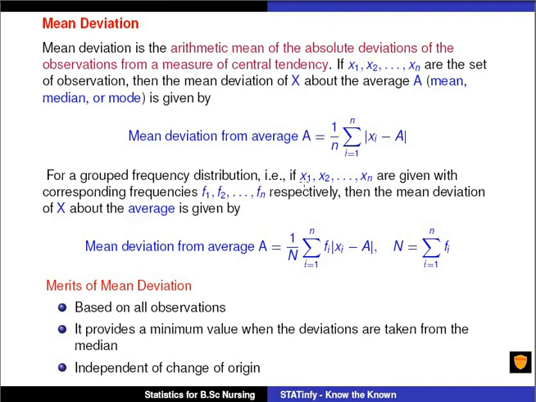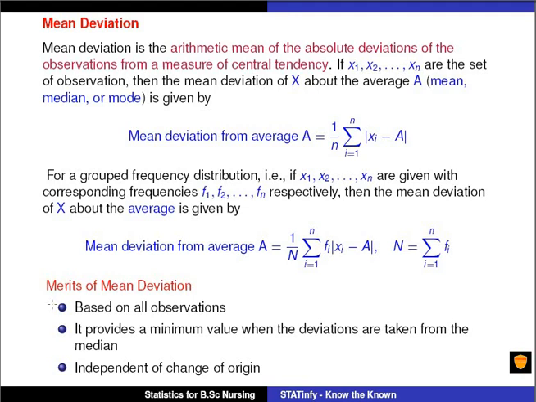That means x1, x2 are given, class intervals are given to you and then frequencies are given to you, and you have to find the mean deviation of that data. In that case, mean deviation is equal to 1 by capital N summation fi into the absolute value of xi minus A, and capital N is equal to summation fi. Now the merits of mean deviation: it is based on all the observations, and it provides the minimum value when the deviations are taken from the median.